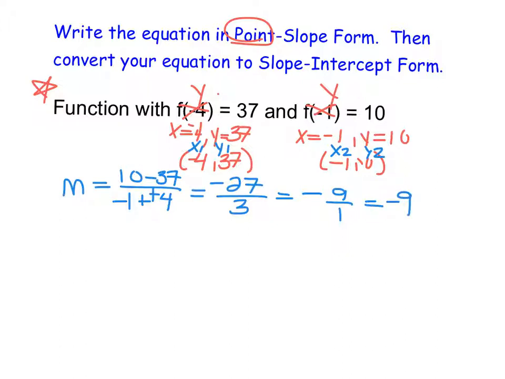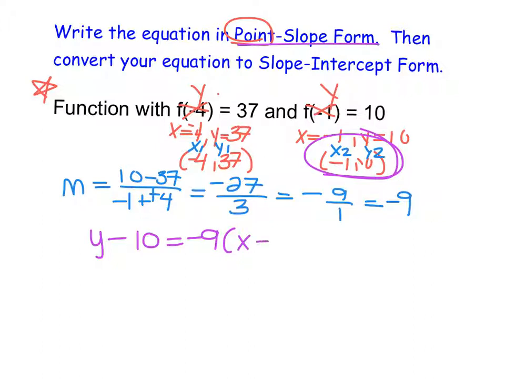Then from here, we need to utilize a point and a slope to write our equation into point-slope form. So I'm going to use this second point here because it has smaller numbers, and I know that it ultimately doesn't matter which point I pick. So to write it into point-slope form, I do y minus my y-coordinate of 10 is equal to my slope of negative 9 times x minus my x-coordinate of negative 1. So then here I'm going to utilize keep, change. So I have y minus 10 is equal to negative 9 times x plus 1. So there's my point-slope form.